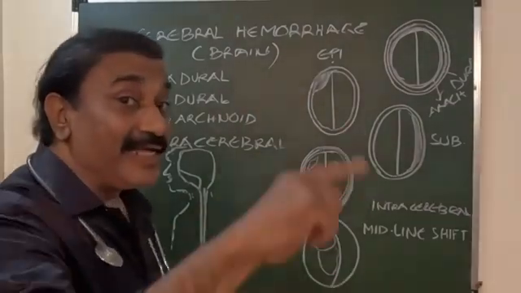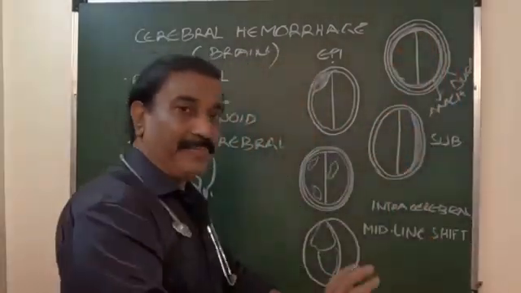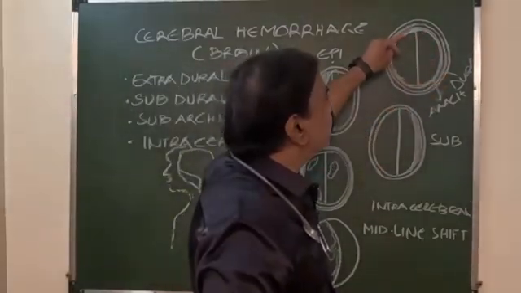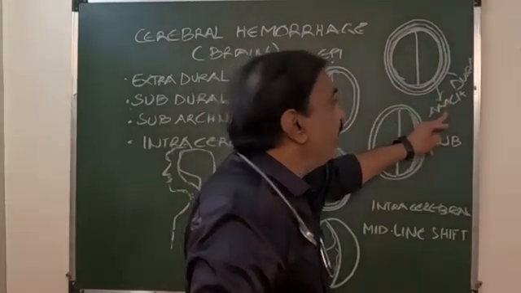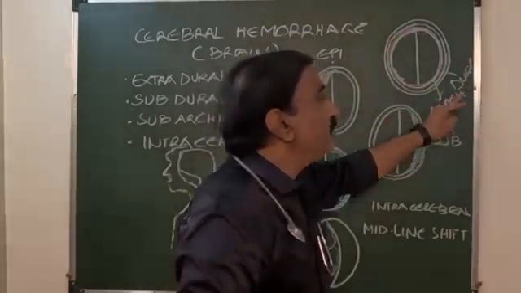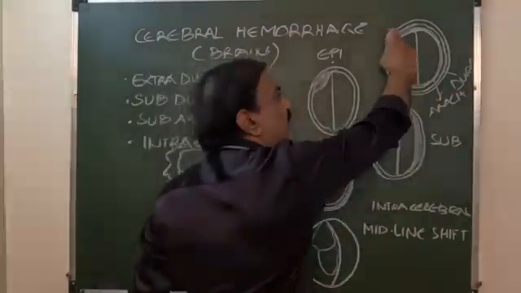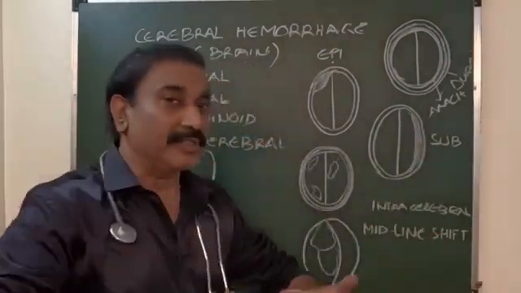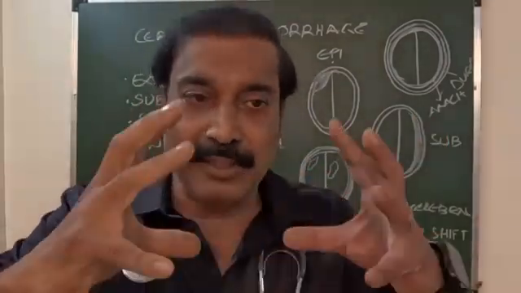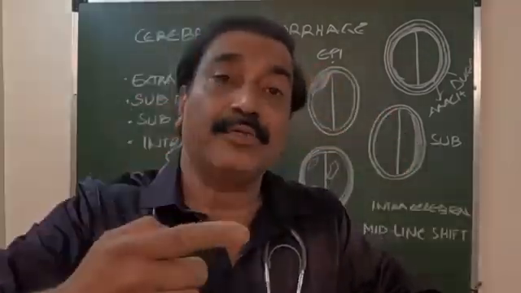So what are the layers around the brain? There are mainly two layers around the brain. This is the brain. The first layer around the brain is the arachnoid. The second layer is the dura. And the outer one is the skull. The arachnoid is tightly adherent to the brain, and the arachnoid is again surrounded by the dura.